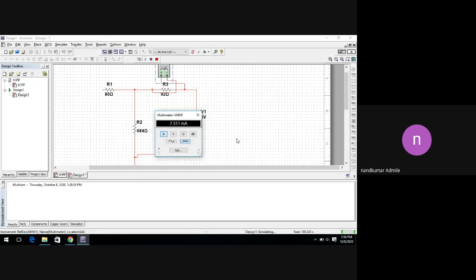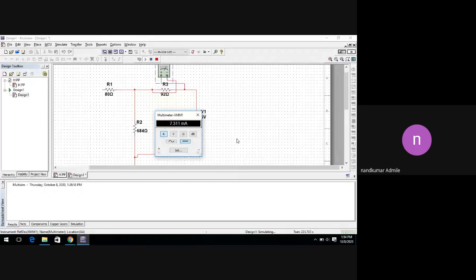And the fourth parameter is H22. What is the formula for H22? I2 by V2. Very good. I2 divided by V2. So put the value of I2 and the value of V2. The value of I2 is 7.311 milliampere and V2 is 5 volt. So H22 is equal to I2 divided by V2.